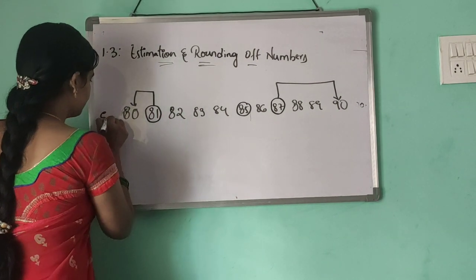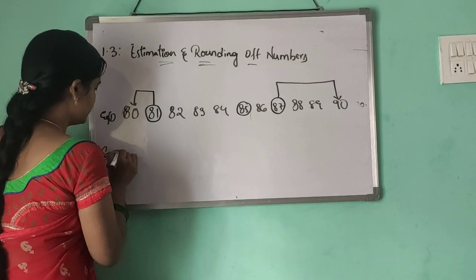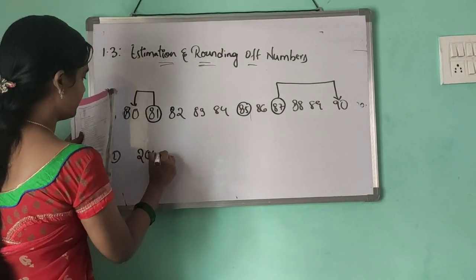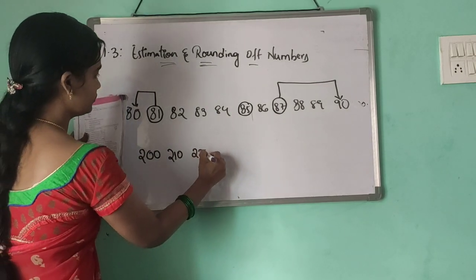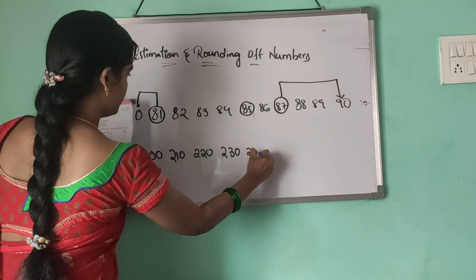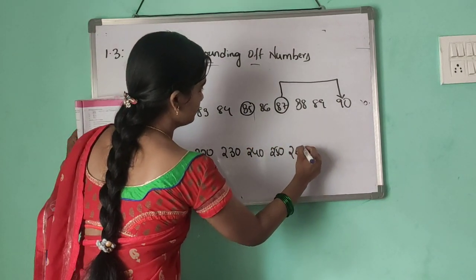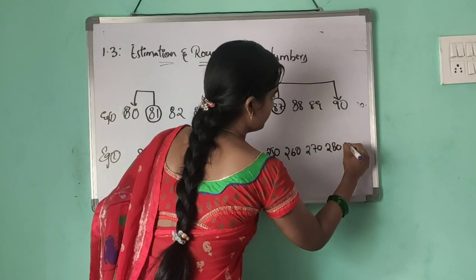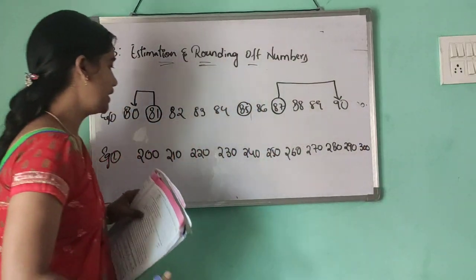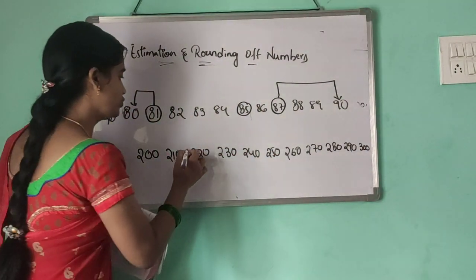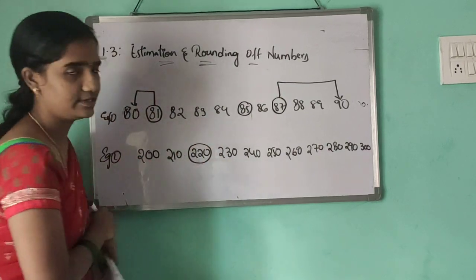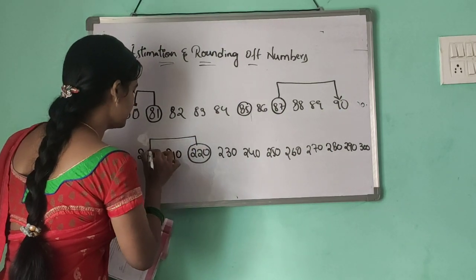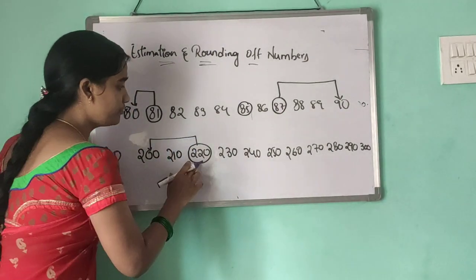This is example 1. Consider it as example 1. Here is example 2. Here I am taking 3-digit numbers. 200, 210, 220, 230, 240, 250, 260, 270, 280, 290, 300. Here also the same. For example, 220 is there. Which is the nearest number? 200 is the nearest number. So we have to round 220 to 200.